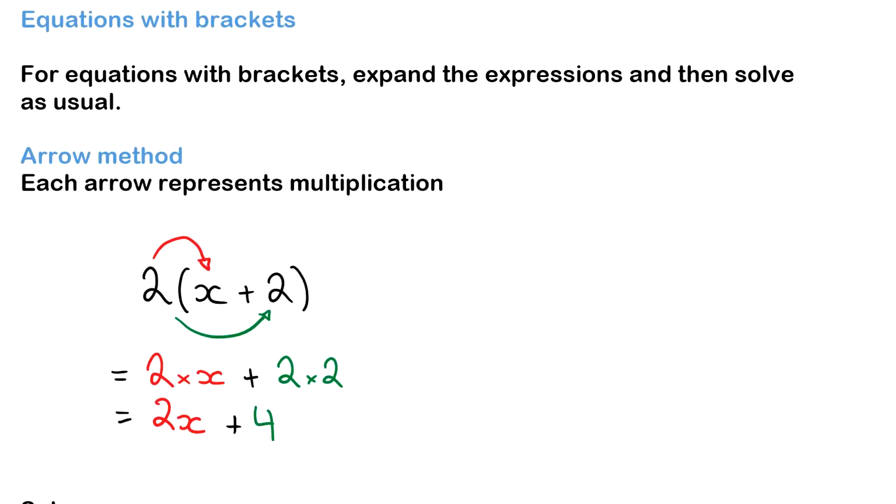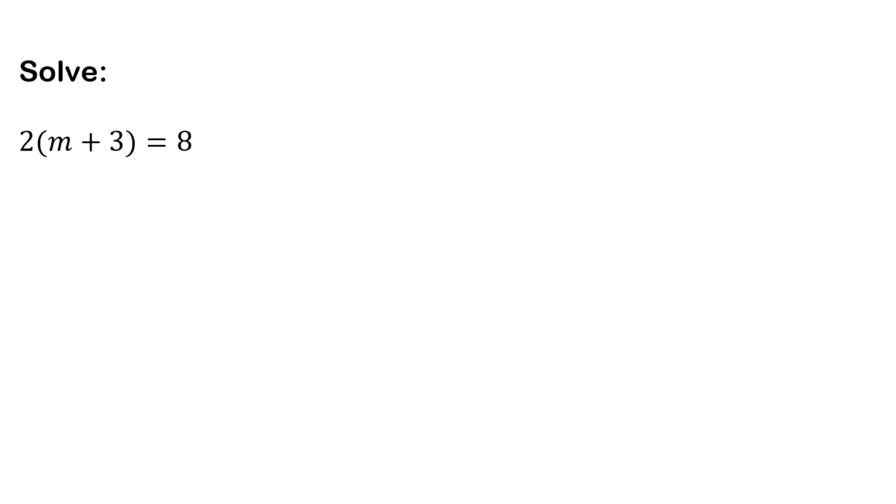You can see with the red arrow, it's 2 times x, which is 2x. And with the green arrow, it's 2 times 2, which is 4. So we end up with 2x plus 4. So we're going to jump in and solve a problem here. The first thing we need to do is expand this. So I'll draw my arrows.